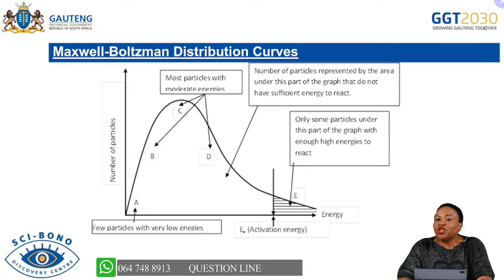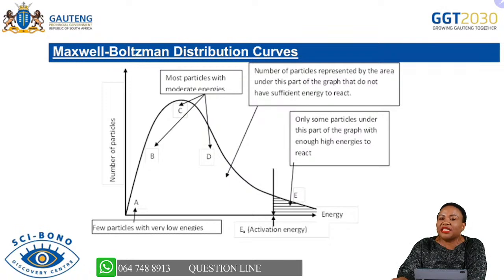Now, before we continue with our lesson, I think we have already seen how different factors can affect the rate of reaction. And we know that the factors we discussed were all affecting the rate of reaction in terms of increasing it. Now, we are going to look at the Maxwell distribution curve, where we look at how the particles are distributed in terms of the reaction.